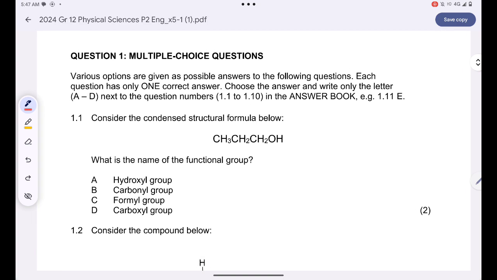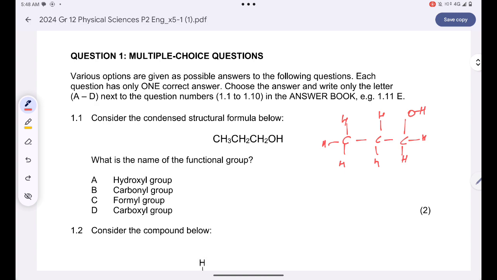If ever you are given a condensed structure of an organic compound, please do draw a structural formula first. So that's CH3, CH2, and then CH2 with an OH. There's an OH on the terminal carbon. Then we have our hydrogens over there: hydrogen, hydrogen, hydrogen, hydrogen. So I can see that I have an alcohol.